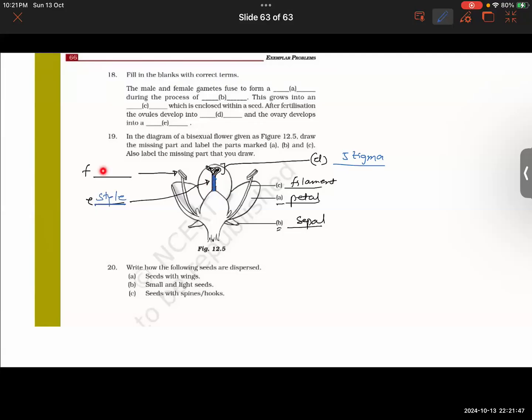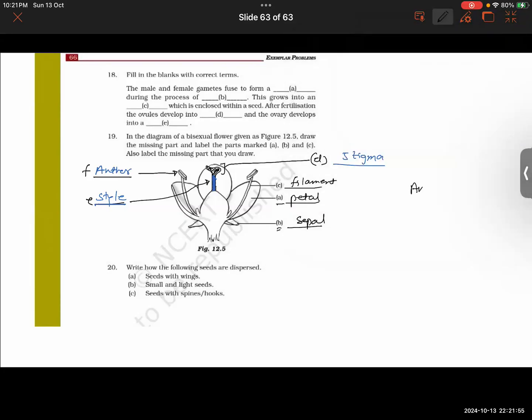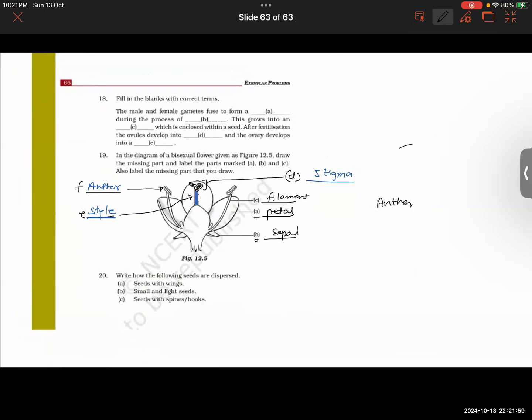And for the F1, sir, anther. That is anther. What does the anther contain? Pollen grains. Anther contains pollen grain. So the anther, one minute. The anther contains the pollen grain inside it. So these are the pollen grains inside it.